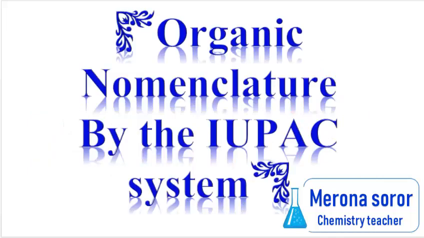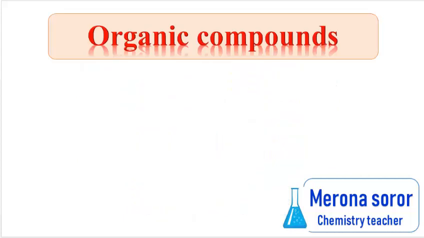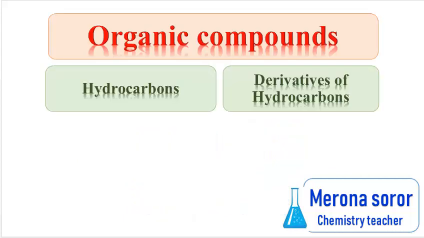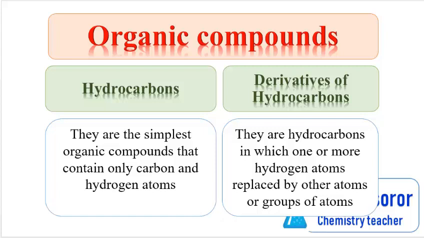Our topic today: Organic Nomenclature by the IUPAC system. Organic compounds are divided into two main parts: hydrocarbons and derivatives of hydrocarbons. Hydrocarbons are the simplest organic compounds that contain only carbon and hydrogen atoms.